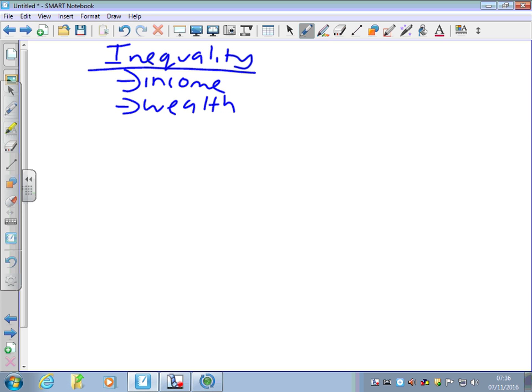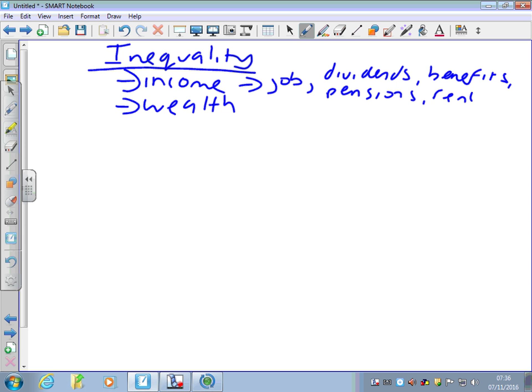So income is a flow of earnings. For most people this would be their job, their employment, but it could also be, so let's write these down, a job, dividends, so returns on shares. It could even factor in benefits if you wanted to. It could be pensions. It could even be rent on property that people earn. Wealth is a store of assets.